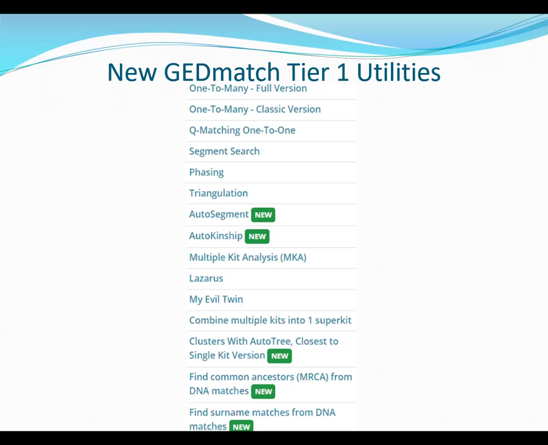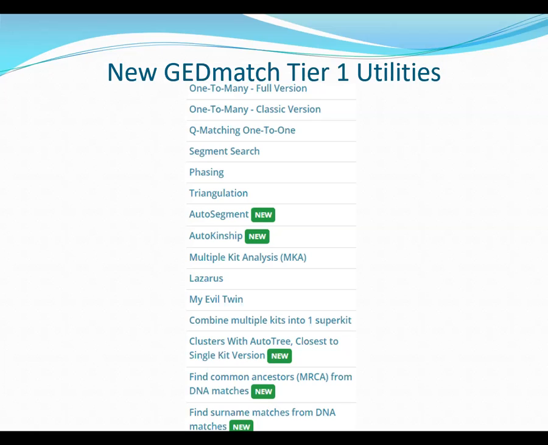Another corollary to that is the My Evil Twin option, which John Olson created about 7 years or so ago after discussing this topic with me. So this is the segments that your parent has that they didn't pass to you. So in my case, it'll be my mom's DNA segments or my dad's DNA segments that they didn't pass down to me. Approximately half of our autosomal DNA is passed down to each child. So this can be another very interesting thing for you to look at.